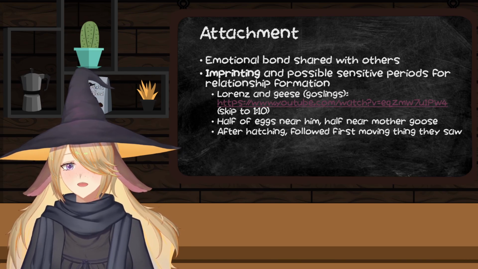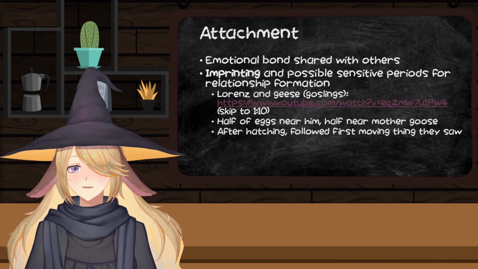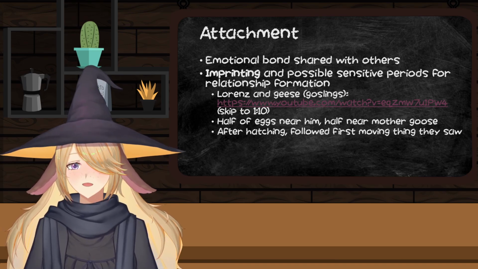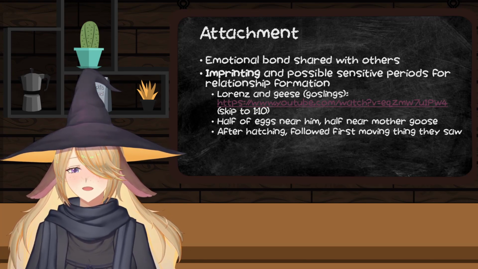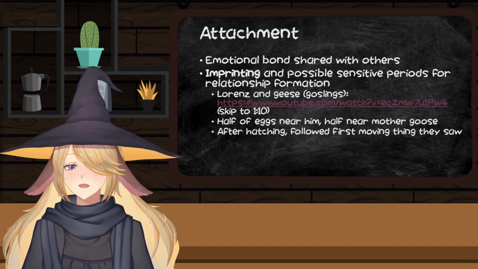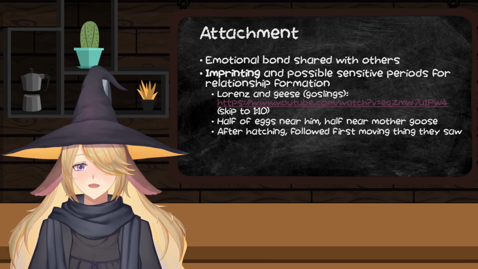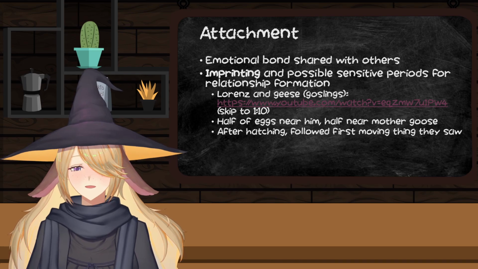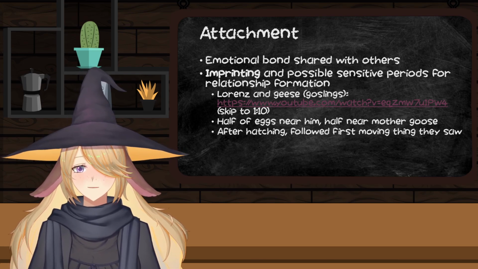So eventually, in the case of Konrad Lorenz, the geese did leave their parents, start to migrate and leave. But especially during their infancy, they just hung out and followed him around, and then later on went out and did other geese things. But they did imprint on him based on that exposure. So half of the eggs were near him, half were near the mother goose. After hatching, the ones that saw him first followed him, as if he was their mother.